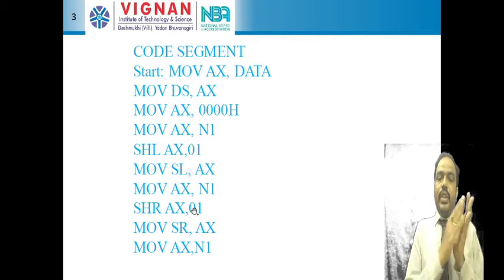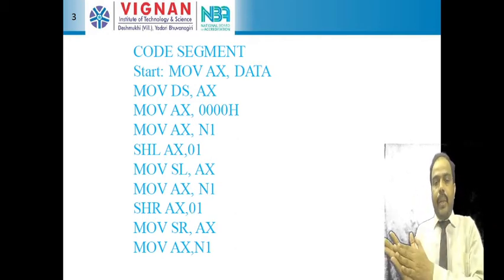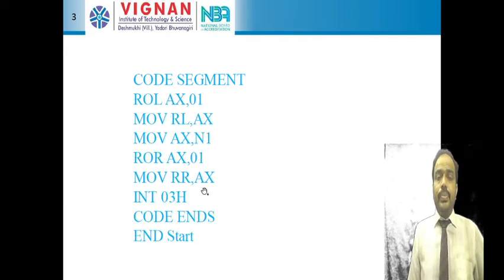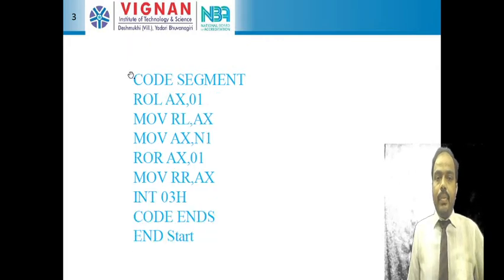That means shift the contents of AX register rightwards one time. Then whatever result we get is moved to the memory location named SR in the given data segment. Similarly, the same number I am going to move once again to the AX register. Then, sorry, the code segment is not there, the mistake.